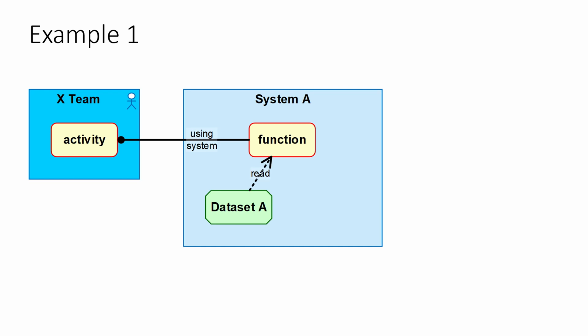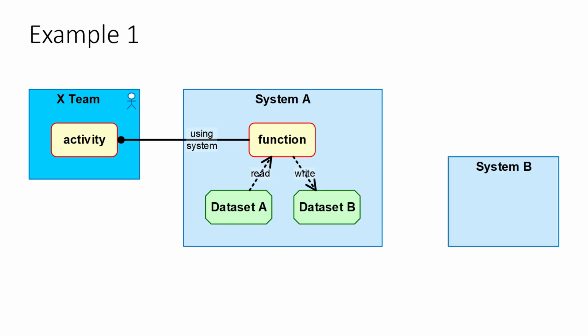The function reads information from dataset A in order to do what it needs to do. Notice the arrow on the functional access relationship goes into the function, showing the information going to this function. As a result of the function executing, it creates and writes different information to dataset B. Here the arrow goes into the data, showing that the function is writing data.